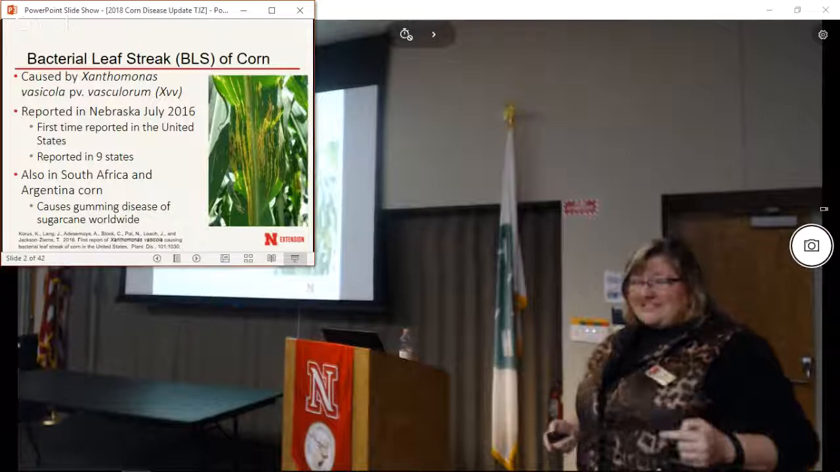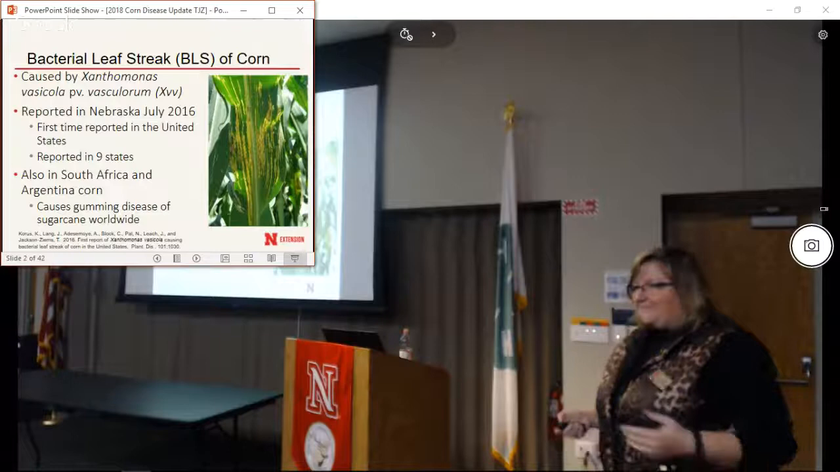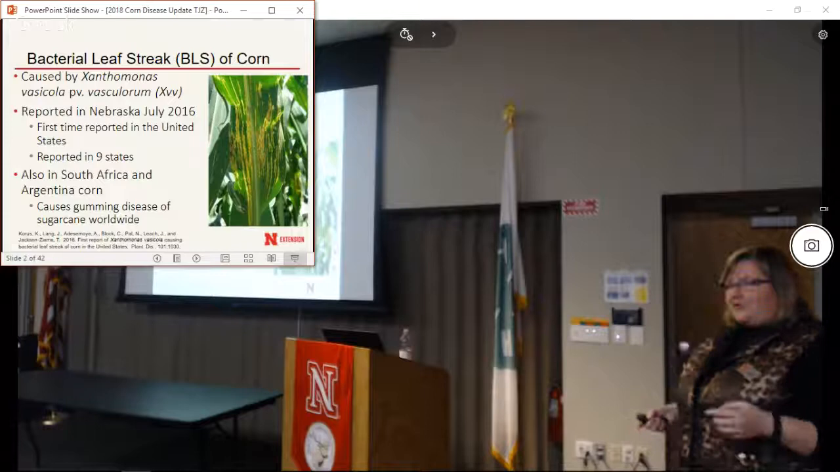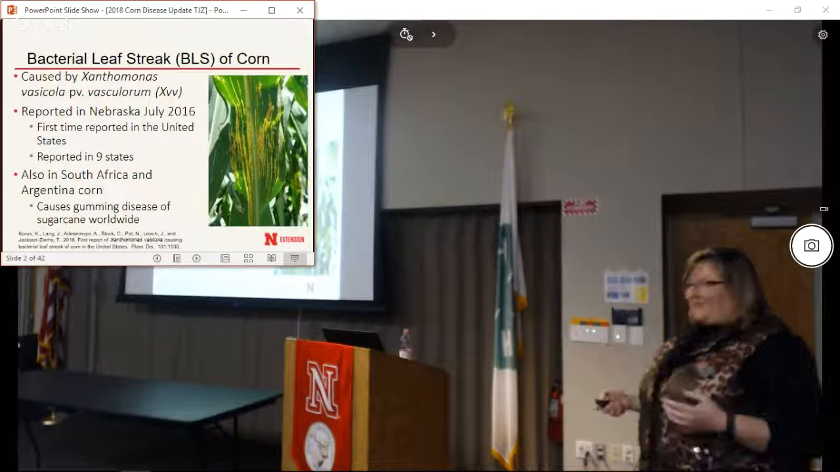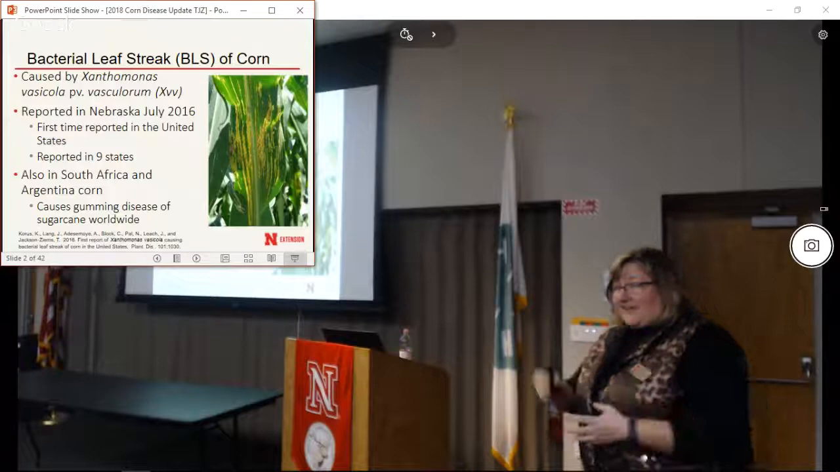And it had not been confirmed in the United States, though. But on sugarcane, it causes a very important disease, and it's been confirmed almost worldwide on sugarcane. It causes gumming disease. And so it behaves differently on sugarcane, though, thankfully. In sugarcane, it plugs up the vascular system.